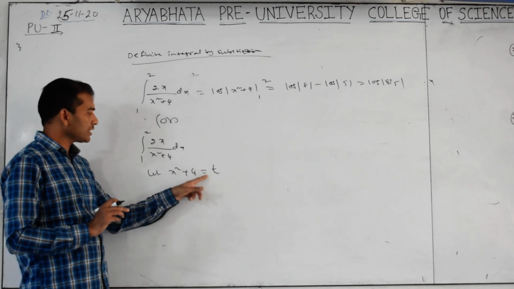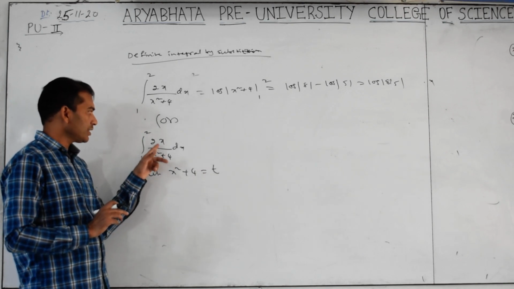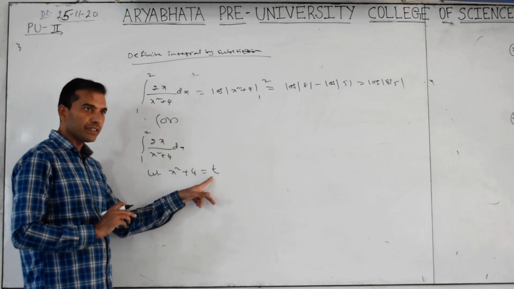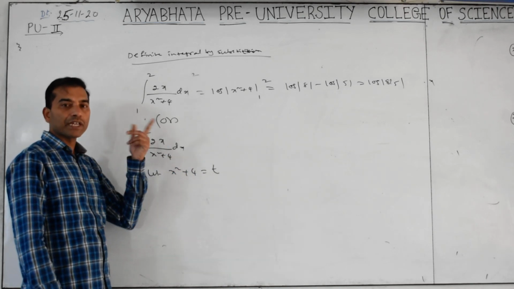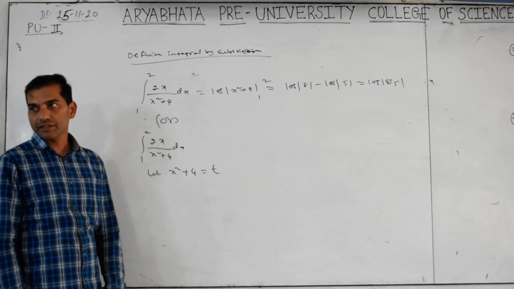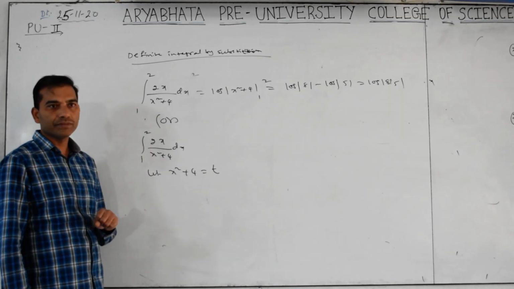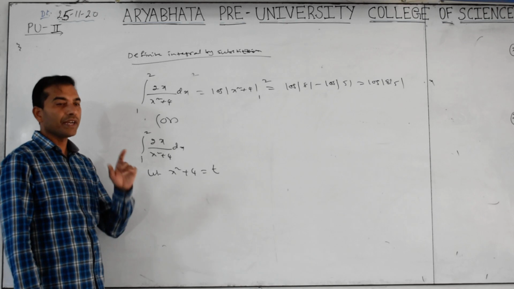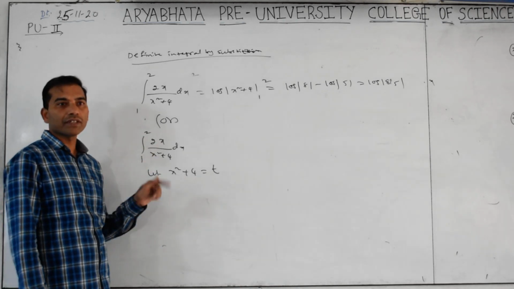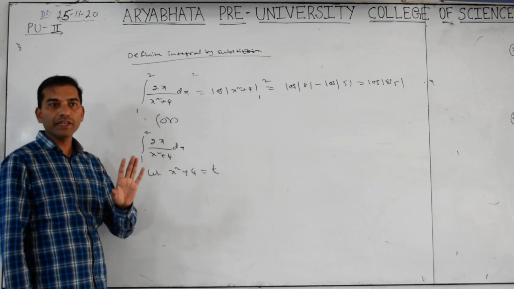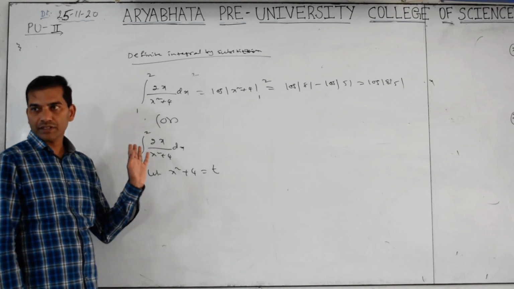When we substitute, the function became in terms of t, then limits also will be changed. With respect to dx it became with respect to dt. So these also you have to change. Be careful here. In indefinite we have not done this because there are no limits. So here limits are there, which means limits also will be changed. You have to change limits also.